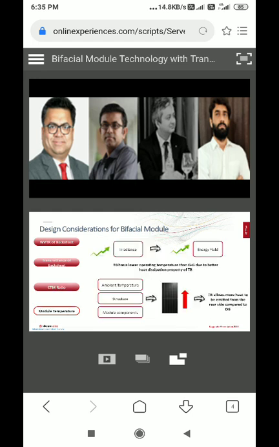The next slide talks about module temperature, and glass backsheets are known to get heated up more because it's pretty impervious to moisture. With a glass backsheet, the cell operating temperature, the NOCT values, are said to be higher. If you have a transparent backsheet, then it allows more heat to be emitted from the rear side compared to the glass backsheet, glass module.